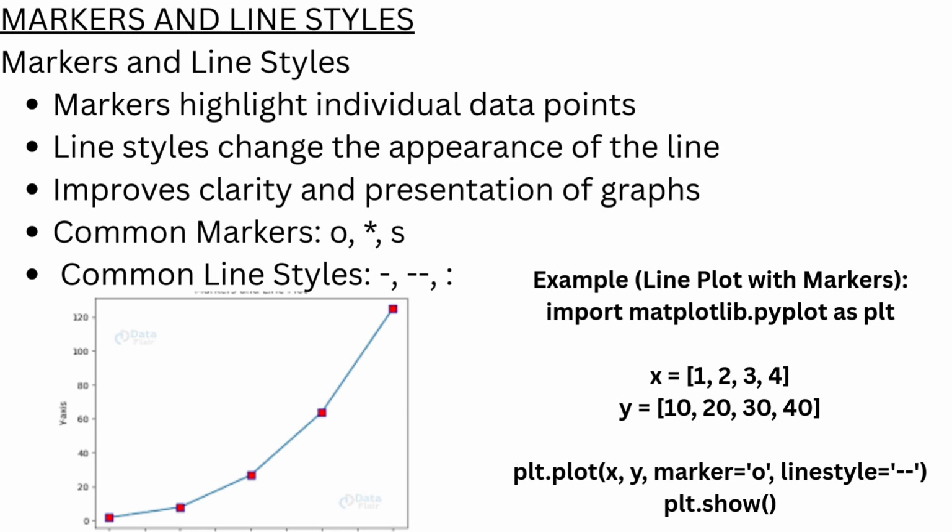Markers and line styles are used to make graphs more clear and visually attractive. Markers show the exact data points on the graph, while line styles change how the line appears. In this example, we use circular markers to highlight each data point and a dashed line to connect them. Using markers and styles helps in better understanding of data, especially when multiple graphs are plotted together. This is very useful while presenting results in reports and presentations.